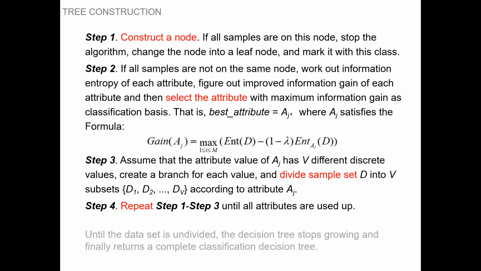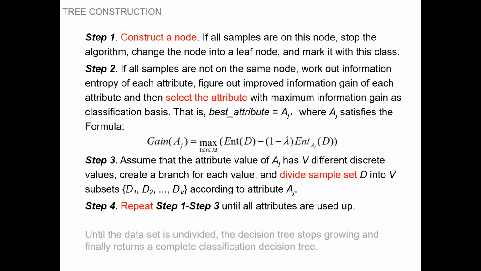The core stage of the decision tree algorithm is the tree construction process. Suppose the training set D has M attributes. For the improved ID3 algorithm proposed, its construction process is as follows. Step 1, construct a node.